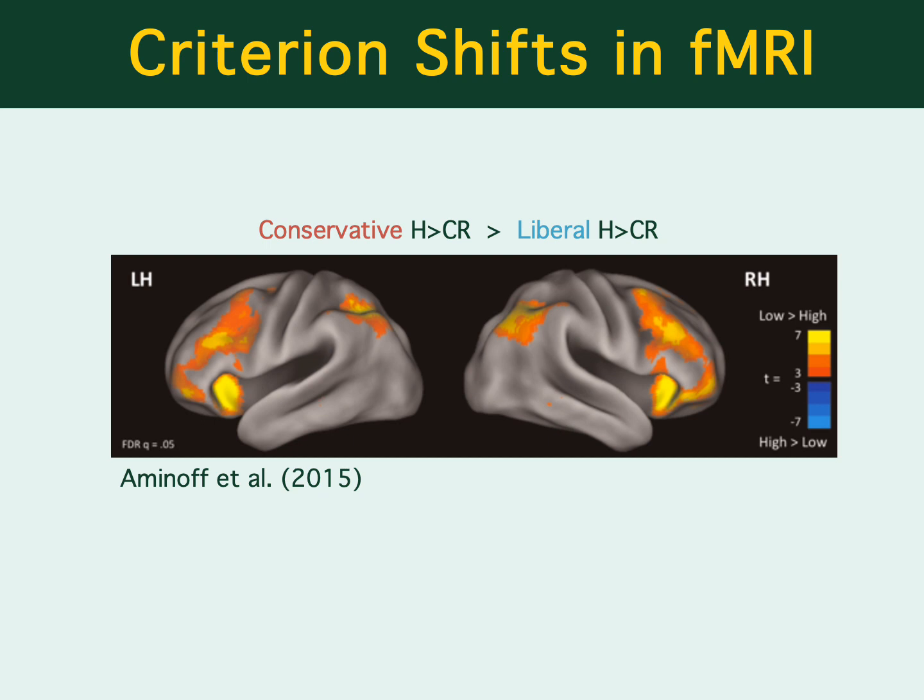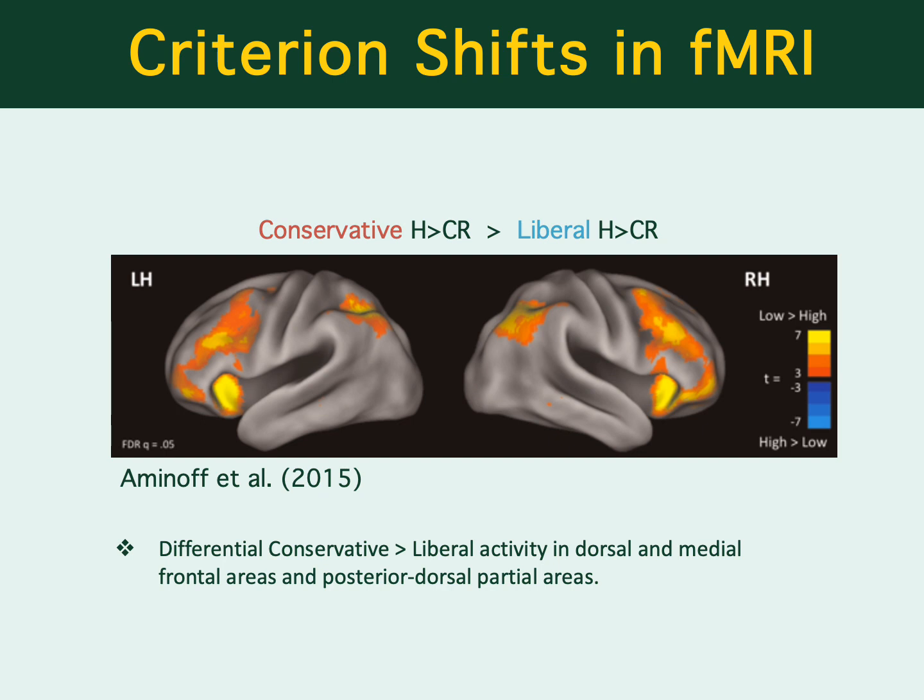A conservative criterion placement requires more familiarity for a hit, so the analysis was performed this way in part to show the effects from criterion differences and not from familiarity. The take-home here is that there is differential activity for conservative versus liberal criterion placement in dorsal and medial frontal areas and posterior dorsal parietal area.